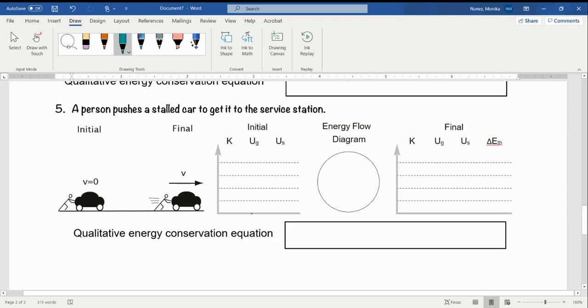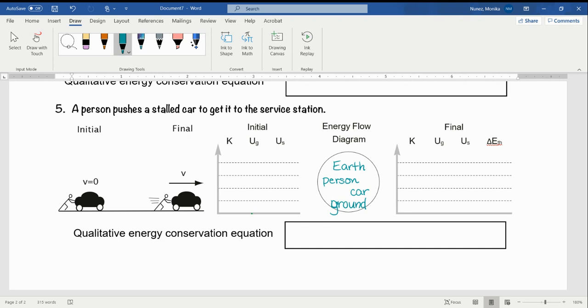So in number 5, we have a person who's pushing a car to get it to the service station. We always have the earth in our system. And in this case, we have a person who is exerting a force on the car. And the ground is also interacting with the car, so I'll put the ground in my system as well.